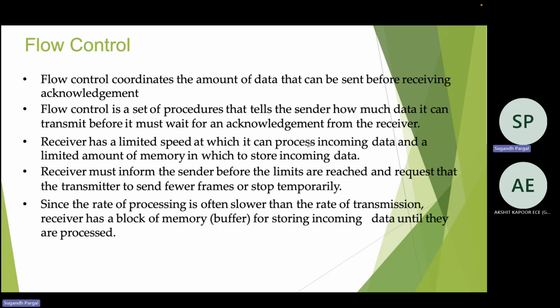The receiver has a limited speed at which it can process the incoming packets and a limited amount of memory in which it can store the incoming data. So the receiver must inform the sender before the limits are reached and request the transmitter to send fewer frames or to stop temporarily. Since the rate of processing is often slower than the rate of transmission, the receiver has a block of memory, a buffer, for storing incoming data until they are processed.